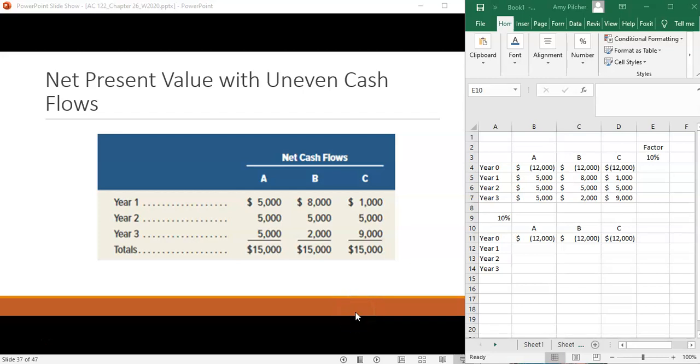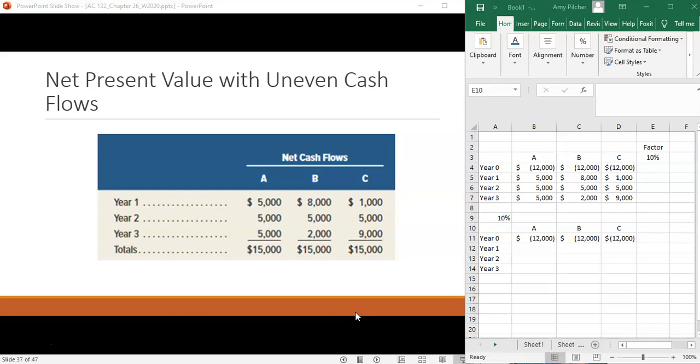Now we're going to look at calculating net present value with uneven cash flows. So we have an example. The initial investment for each one of these projects is $12,000. Now when you're setting up the tables in Excel, you want to make the initial or year zero investment a negative number. This will help you in the future.